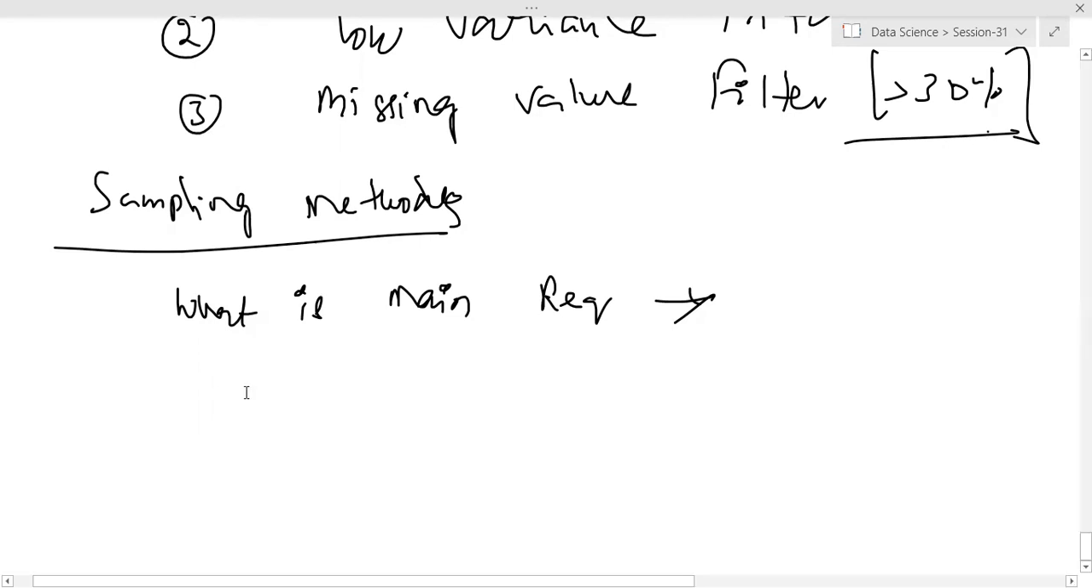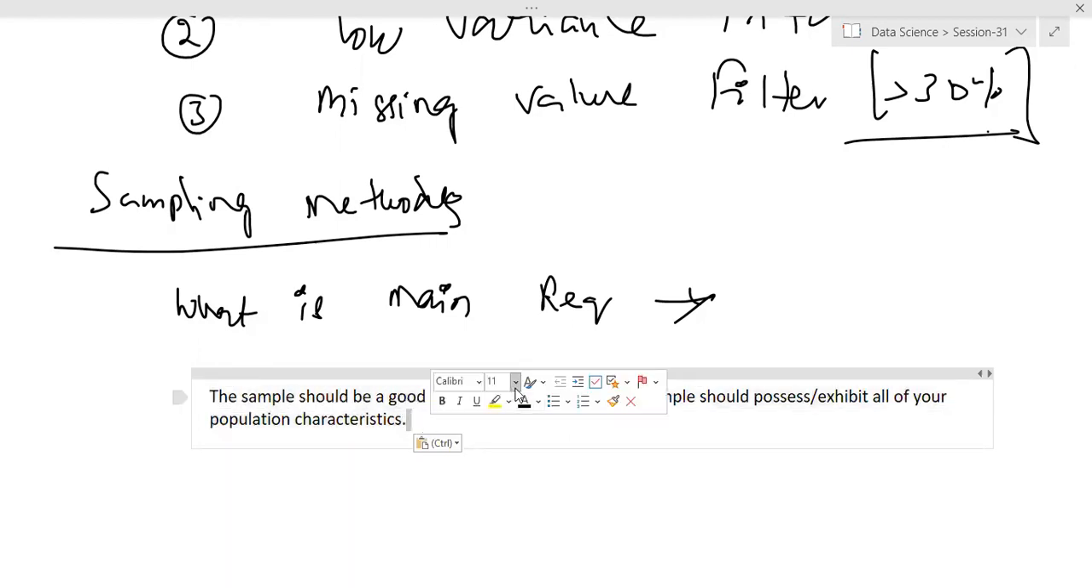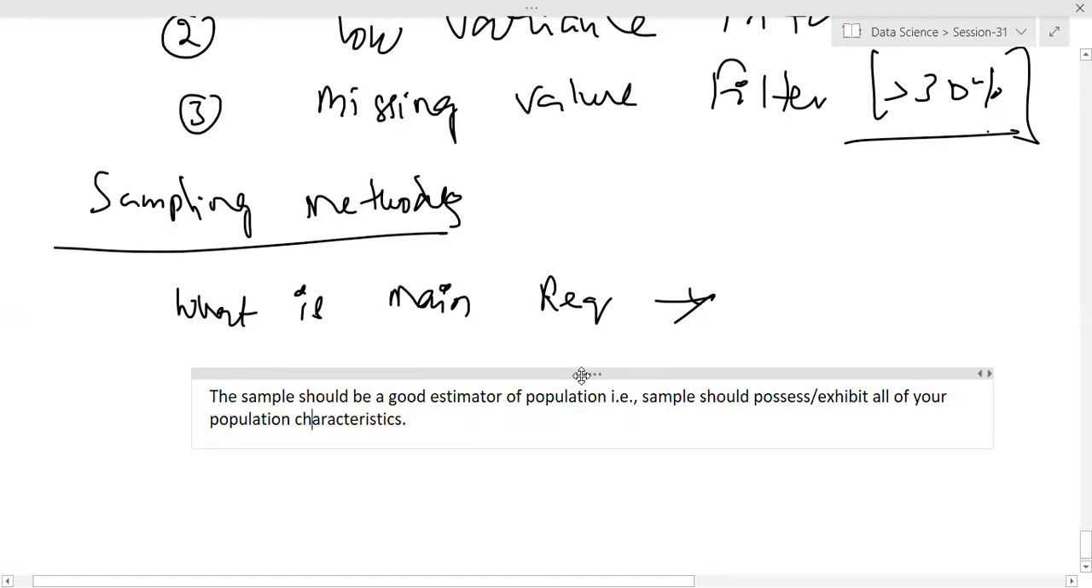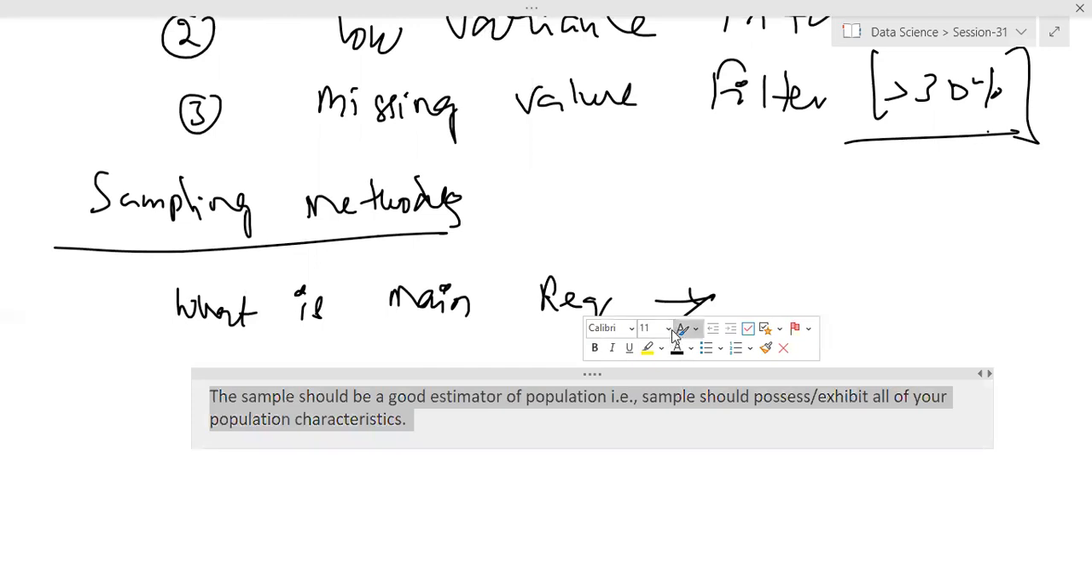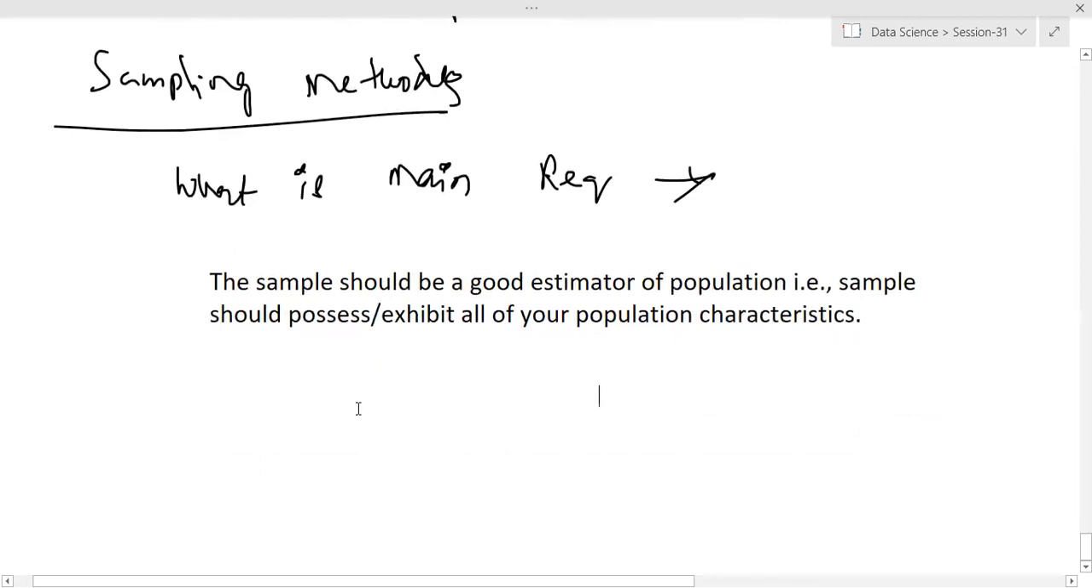Now you see, friends, why I am making this particular statement is, generally, if you are attending any data science kind of interview, definitely they ask these kinds of things. So you should be very clear about what exactly the sample should be: a good estimator of the population. What do you mean by estimation, friends? That is, the sample should possess or exhibit all of your population characteristics.